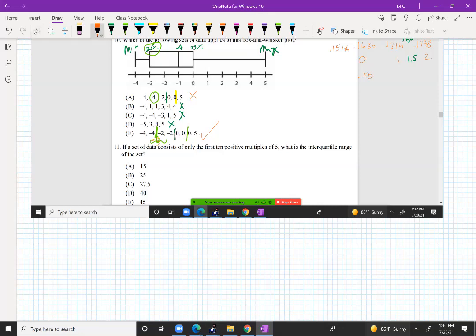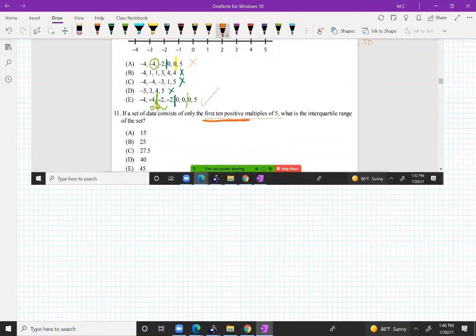So, oh wait, I'm going to first guess. 10 positive multiples of 5. First, no, don't guess. Let's learn. The first 10 positive multiples of 5. That means you're talking about 5, 10, 15, 20, all the way to 50, right? That's what you're looking at.